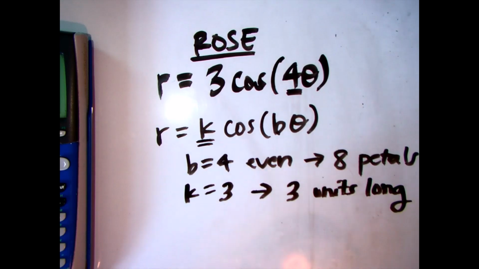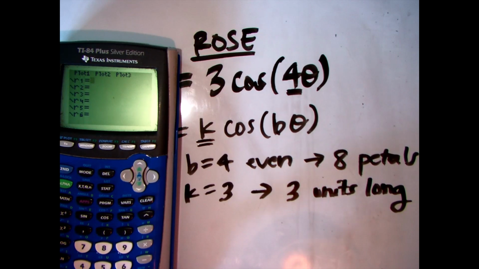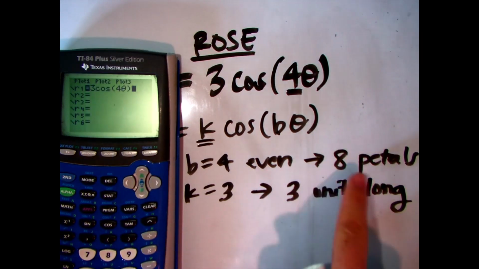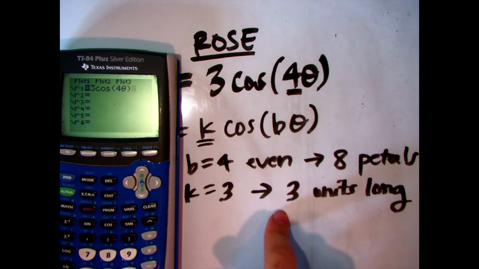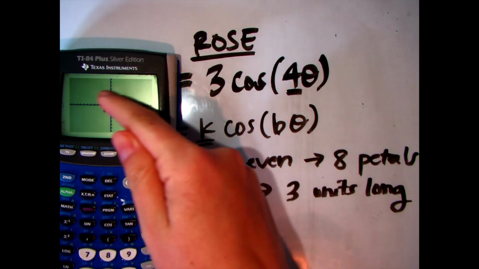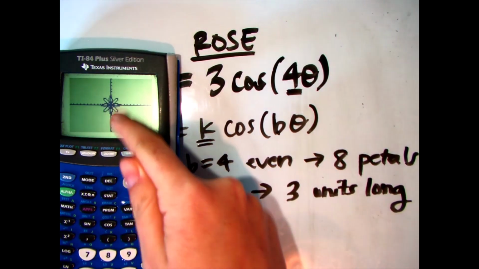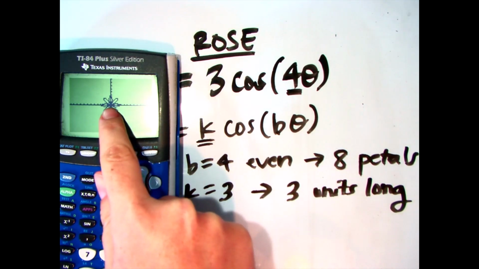Let's see if we're right. So we have r equals 3 cosine 4 theta. All right, so what we're looking for here are 8 petals, 3 units long. Okay, you can see it's a tiny little rose, but how many petals does it have? 1, 2, 3, 4, 5, 6, 7, 8. 8 petals. We don't want to count this one again. And I know it's hard for you to see, but these are 3 units long.